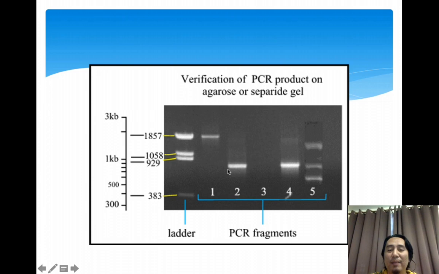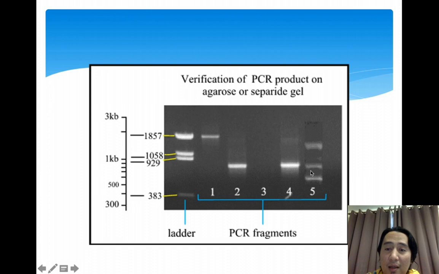But then in well number 5, PCR fragment number 5, there are 3 fragments, right? So this shows that your primer is not aligned, or it doesn't bind to a specific target sequence. Instead of binding to your target gene of interest, it can bind to other places. When it binds to other places, it amplifies those nonsense targets. So that's why you end up with a few fragments, 1, 2, 3.